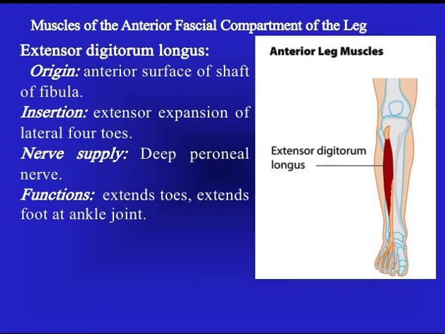Extensor digitorum longus originates from the anterior surface of the shaft of the fibula and is inserted into the extensor expansion of the lateral four toes. Nerve supply: deep peroneal nerve. Its function: extends the toes and extends the foot at the ankle joint.